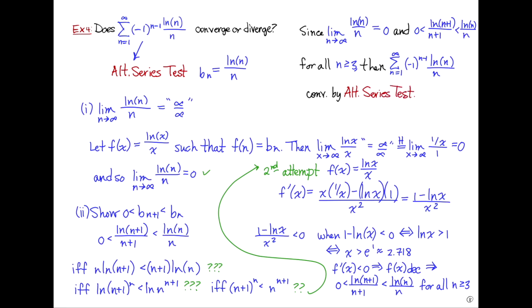So in this example, showing that the terms are decreasing by cross-multiplying did not work for us. If that doesn't work, then you can always create a corresponding function f of x such that f of n is b sub n, and then take the derivative of f of x to show that the derivative is negative, and so the function f of x is decreasing, and so the terms of the series have to be decreasing as well.